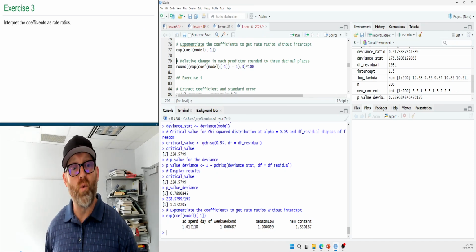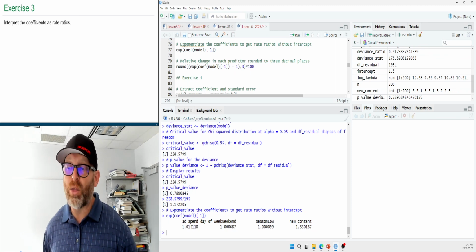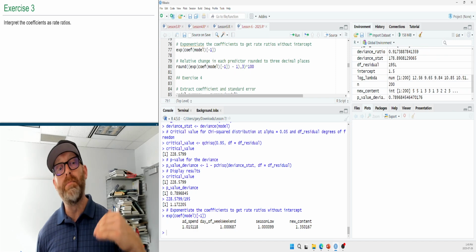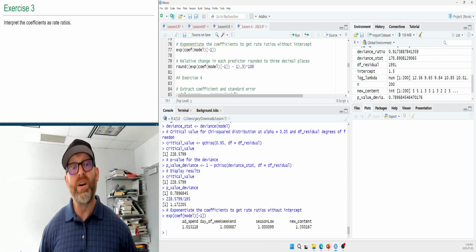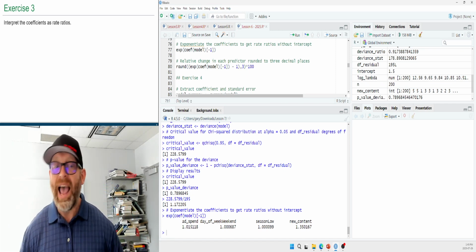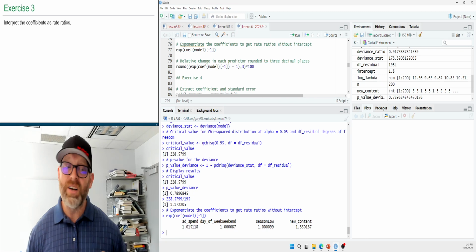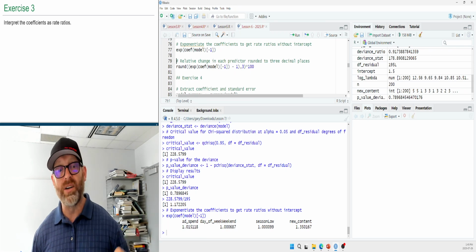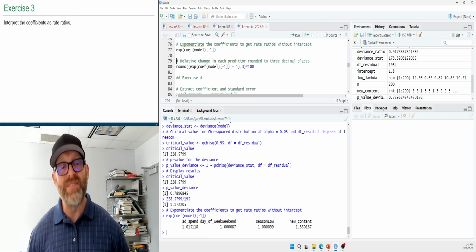New content. New content is 1.35. So again, greater than 1. How much greater than 1.35? So we see a 35% increase. So for each additional new bit of content that is created, we're going to see a 35% increase in traffic to the website. So out of everything here, by the look of it, that new content is the thing that's really adding a huge factor to whether or not people are going to be visiting the website or not.